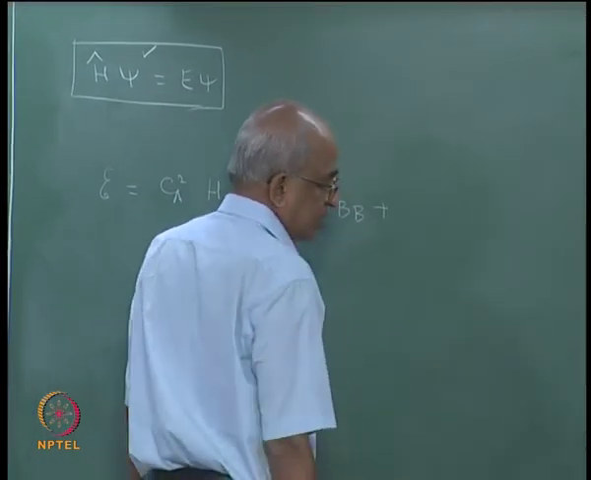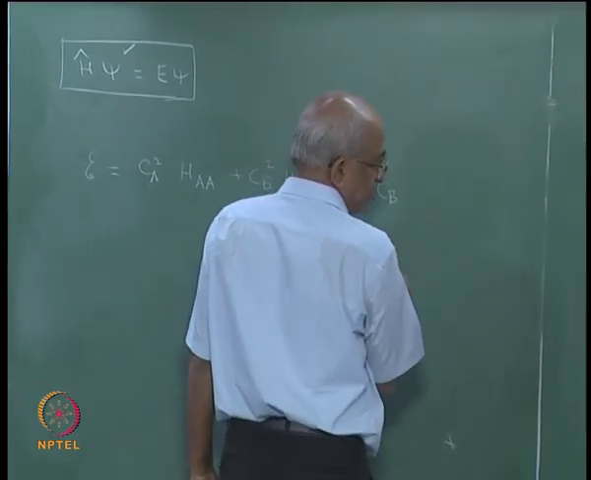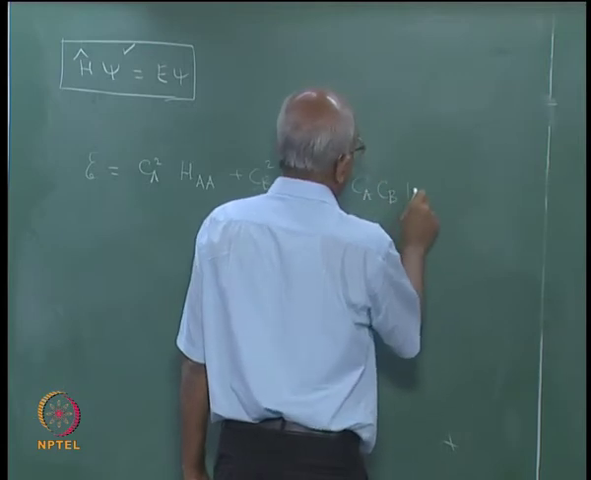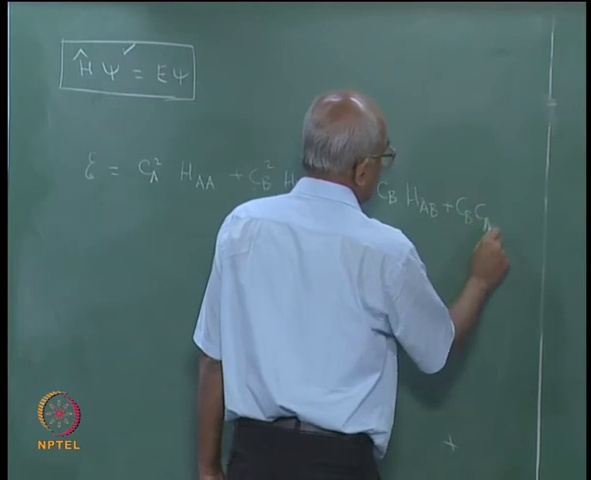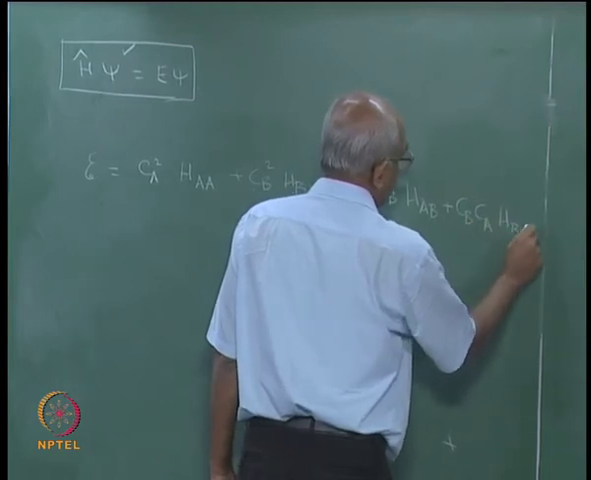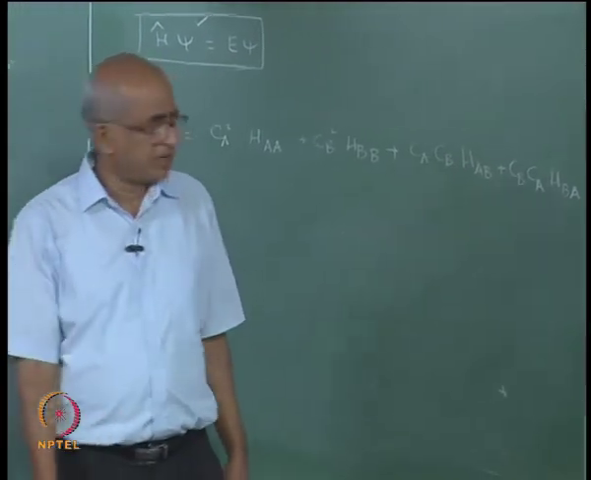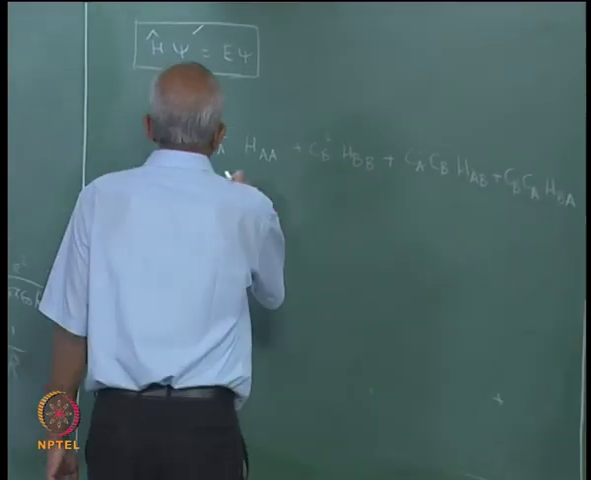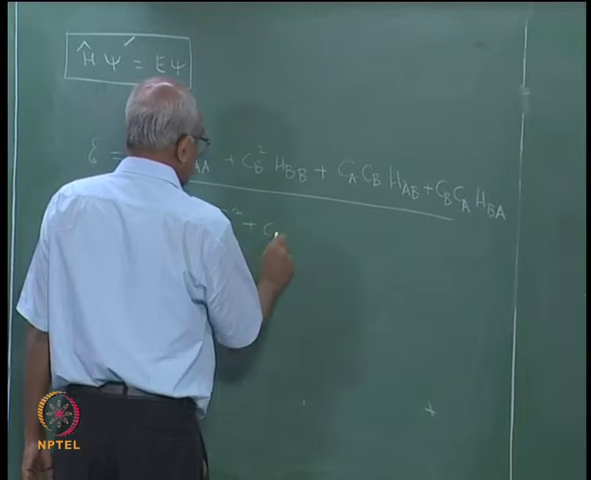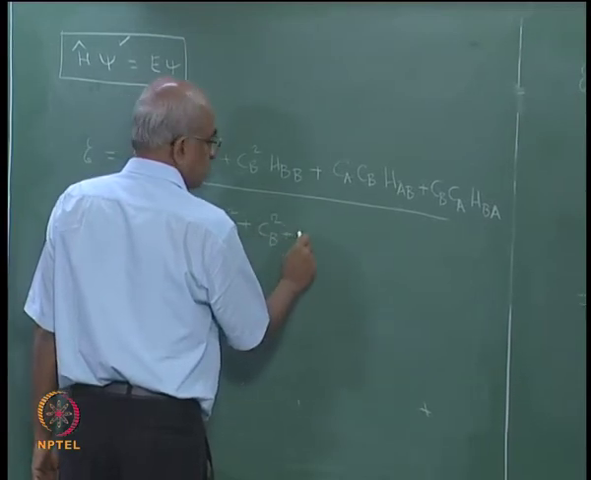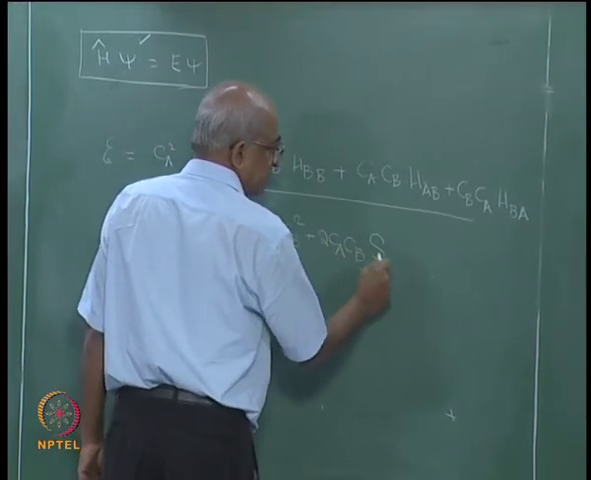And what about the other two terms? Well, you have CaCb HAB plus CbCa HBA, that is the numerator. And you have to divide this by Ca square plus Cb square plus 2 Ca Cb into S.